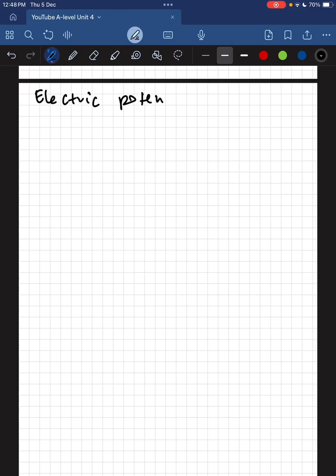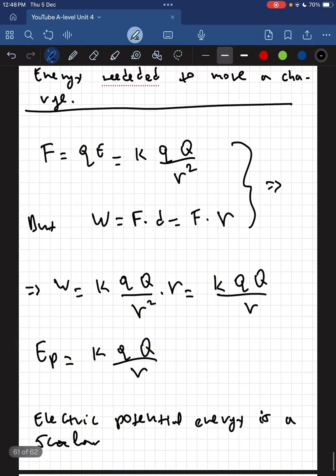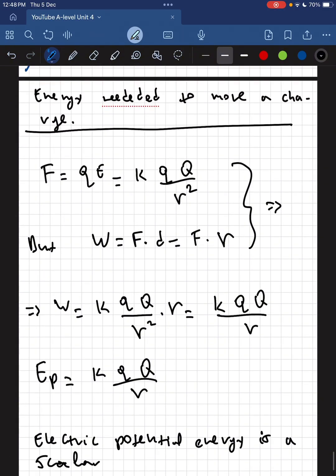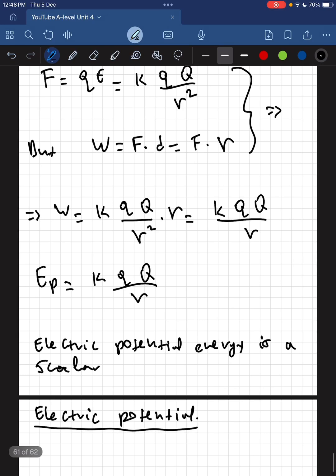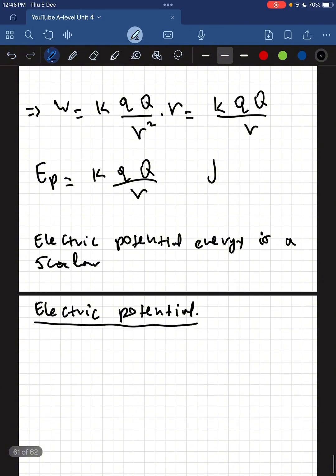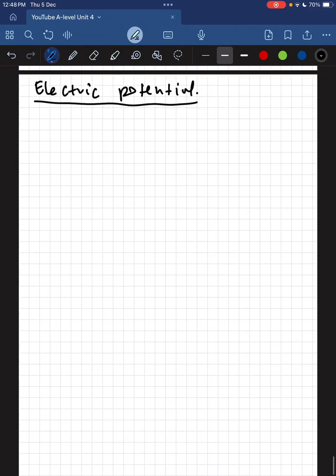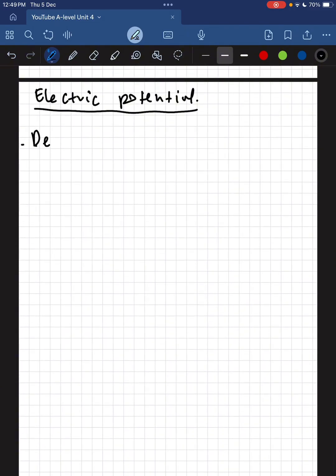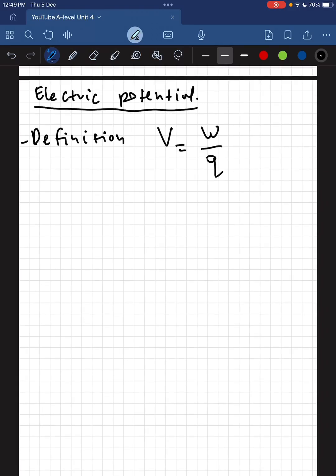So electric potential. With electric potential energy and electric potential, we move away from vector quantities and we start talking about electricity in terms of scalars. And by the way, this has units of joules, because it's an energy. So k Q Q over R is an energy measured in joules. So the electric potential, I'm gonna jump into the definition immediately. V is the work needed that we were talking about earlier over q.